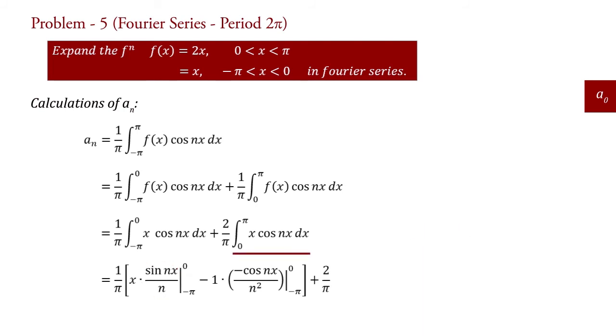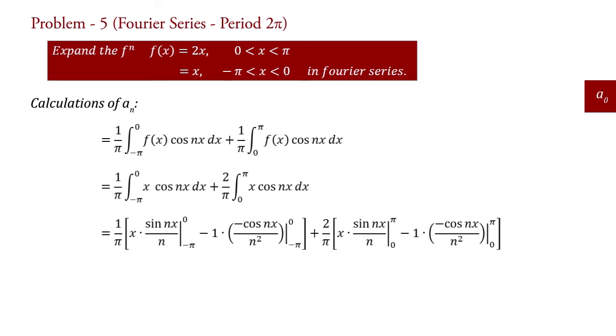For the second term, if we compare both these terms, then the difference between them is only in the limits of integration. In the first term, it is minus pi to 0, and in the second term, it is 0 to pi. So we can write these terms as they are, and we will write here the limit 0 to pi, and here also 0 to pi.